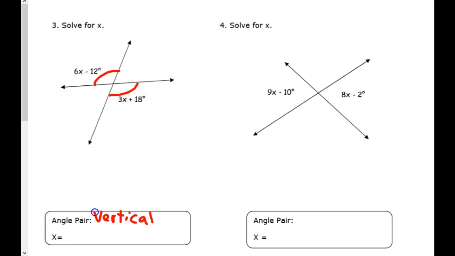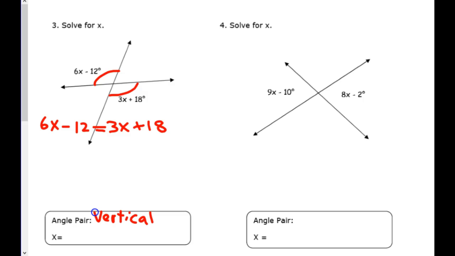Okay? So whenever you have vertical angles, all you got to do is put an equal sign between them. Because you know they're the same. We just talked about it, right? So let's make that equation. 6x minus 12 equal sign 3x plus 18. So unlike the last two problems we did, where it was part plus part equals whole, we know vertical angles always have equal signs between them.